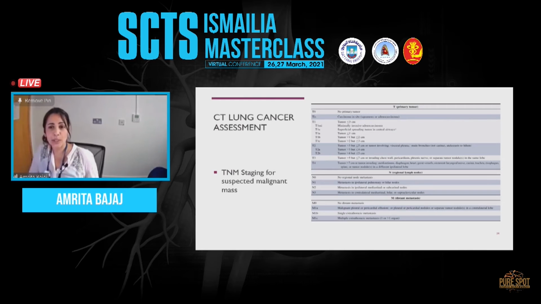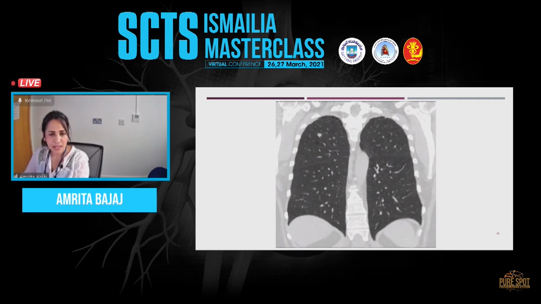Well, ultimately, we are doing this all with a view to stage, and the staging is done by the TNM system. I'm not going to dwell on the details of it, again, because you're all familiar with it, and CT is pretty good and sensitive predominantly in T1, but not so good in the N and the M stage. So just a couple of examples.